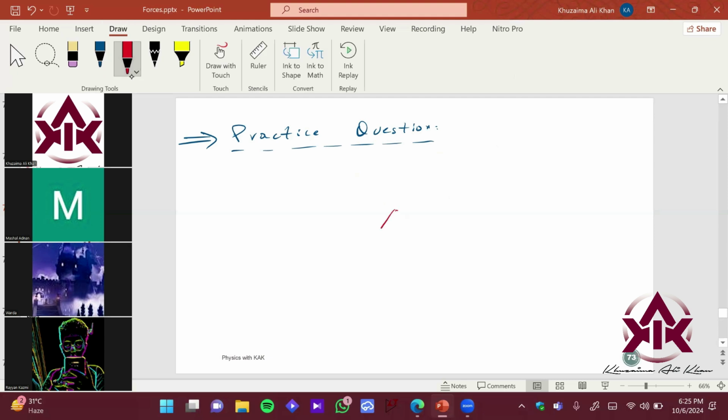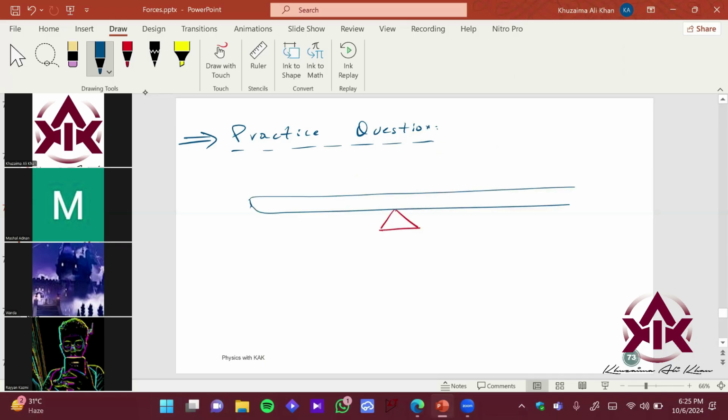Now you have a pivot, and you have a lever. This is the center of the pivot. Let's imagine it's the center. So you have mass 1 here, you have mass 2 here, you have mass 3 over here, you have mass 4, and you have mass 5 here. Okay, now this M5 became messy. This is mass 5.